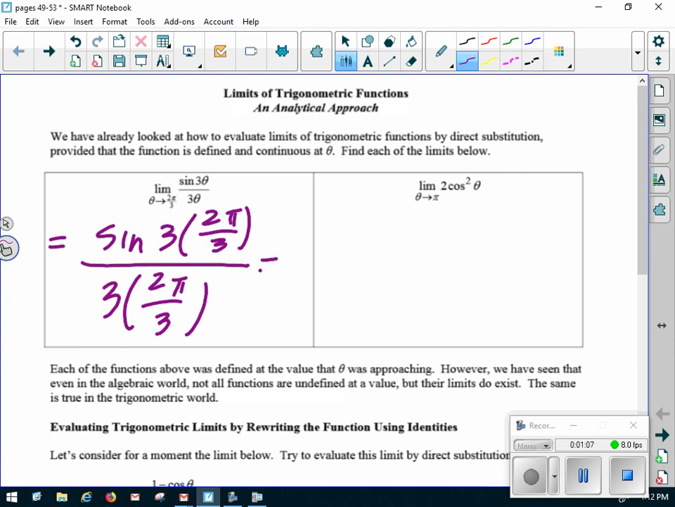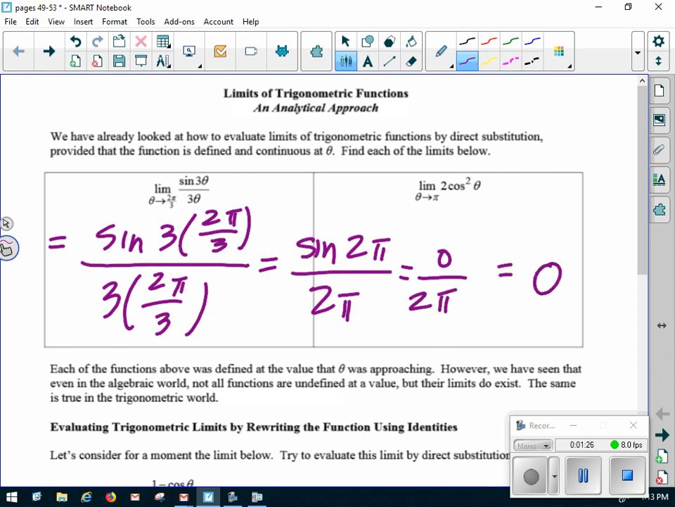Our numerator is sine of what? Sine of 2 pi, divided by 2 pi. What is the sine of 2 pi? 0. 0 divided by 2 pi is 0. So that limit does exist. That limit is 0.